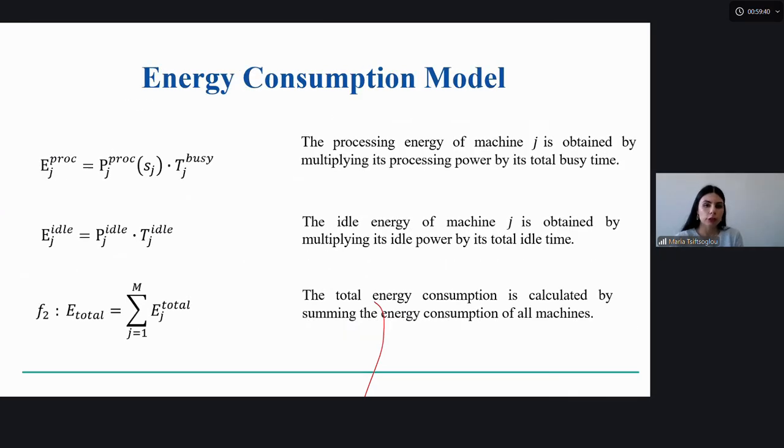The energy consumption also consists of two components: the energy while the machine operates jobs and the energy consumed during the idle periods. The processing energy is obtained by multiplying the processing power by its total busy time, and similarly, the idle energy is obtained by multiplying the idle power and its total idle time.